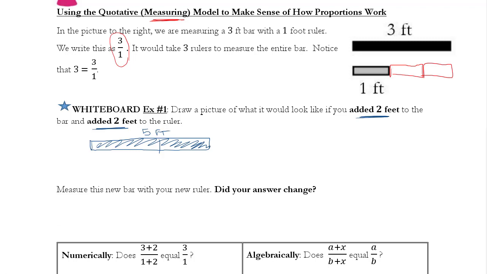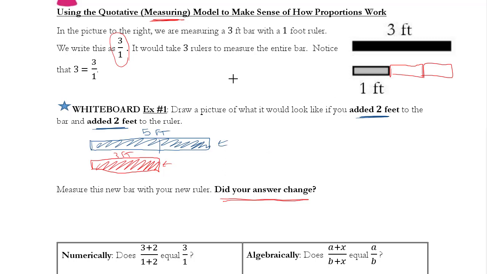And if we add 2 feet to the ruler, I'll use a different color just so we can see, then it's going to be 3 feet, right? The ruler is going to be 3 feet, and here it is. And so our question is, how many rulers would it take to measure 5 feet, our bar? It's not really important how many it takes, but the question really is, did your answer change, if we just added a little bit to the ruler and a little bit to the bar? And the answer is, yeah, it did change.